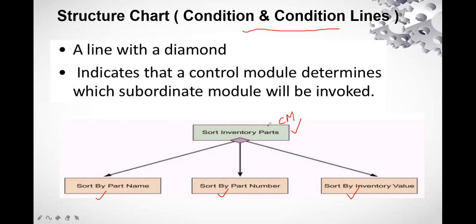Now you can see a diamond box here. This means this control module can invoke any of these subordinate modules whenever and wherever required. So this diamond box shows the invoking process, right? Invoke. This is how it is going to invoke the subordinate module. This is the representation of invoke.